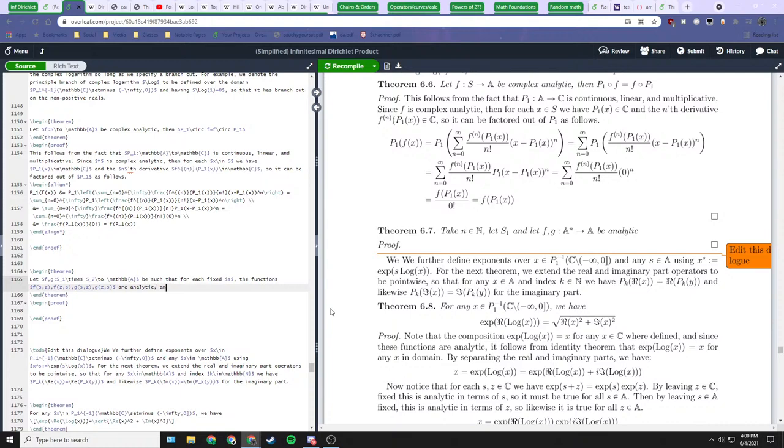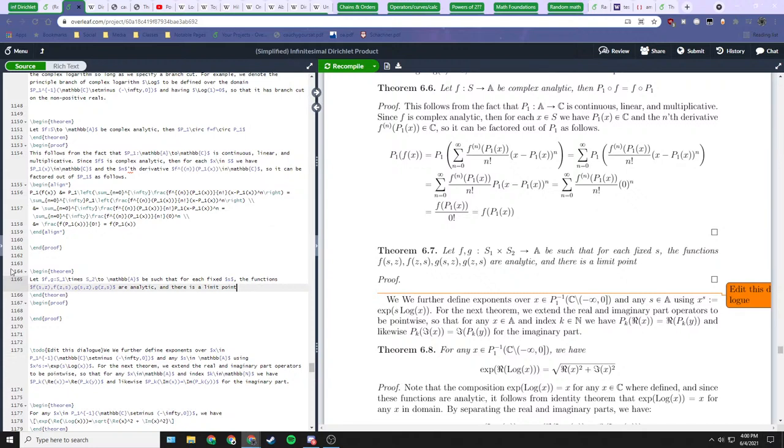And there is a limit point. We could say this is really hard to phrase.